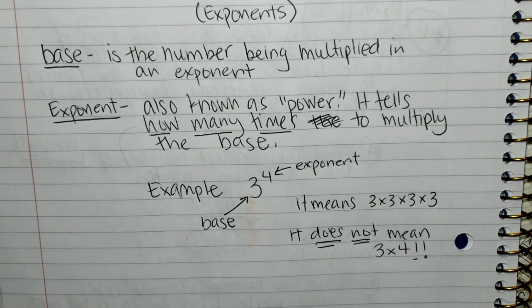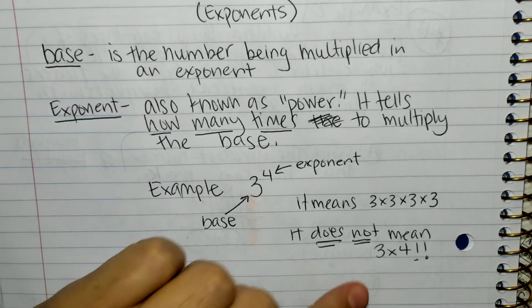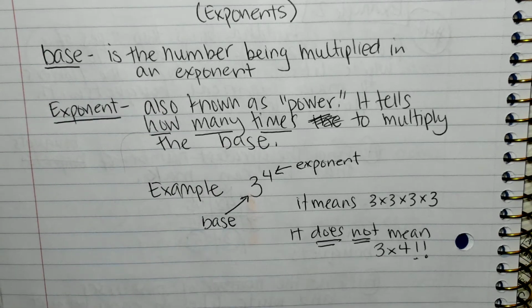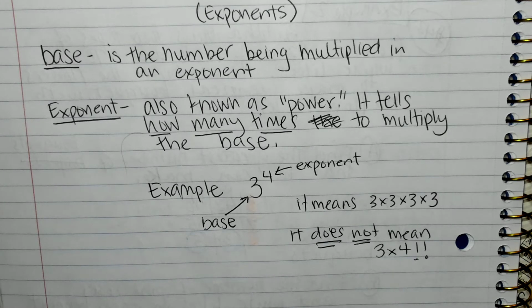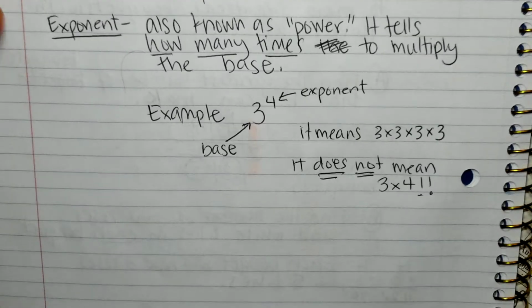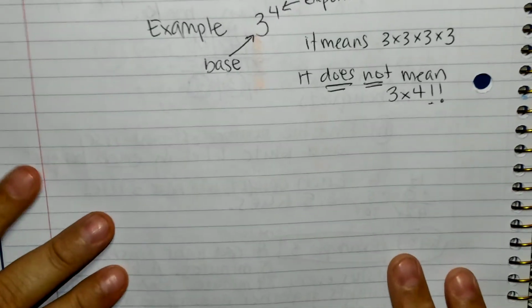The mistake that I see the most with exponents is thinking that 3 to the power of 4 means 3 times 4. And these mistakes will happen all the time. So you need to be very precise in remembering what an exponent is. Alright, so that's the basics of an exponent. Now we're going to go into square.